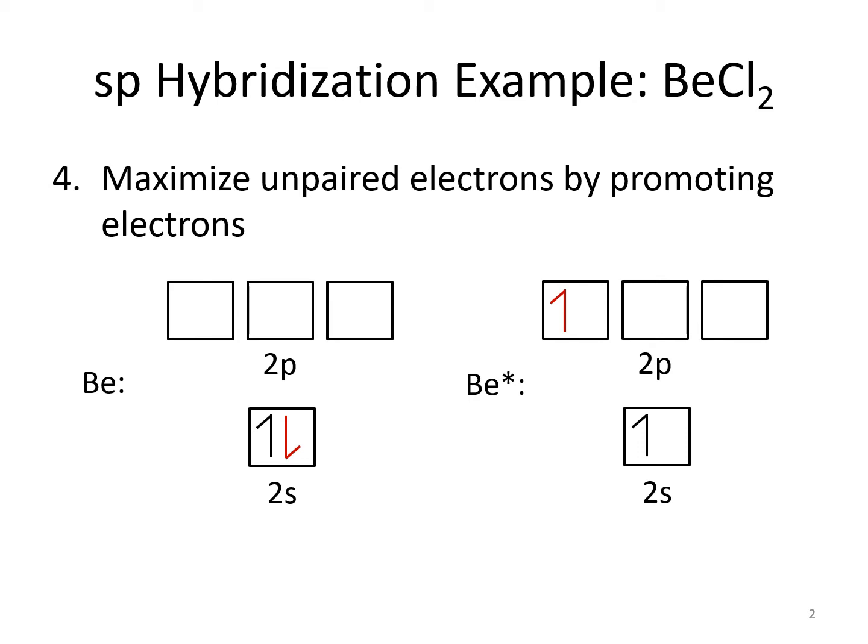The problem is that the 2 single bonds in BeCl2 are exactly the same as each other. This would not be the case if one was made with an s orbital from the beryllium and the other was made with a p orbital from the beryllium. That is why hybridization is still needed, not just promotion of an electron.